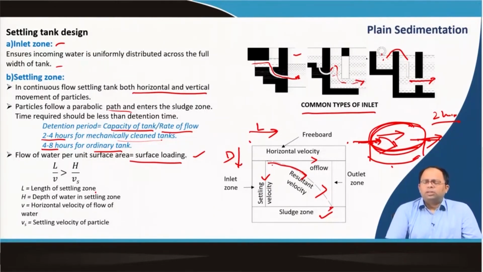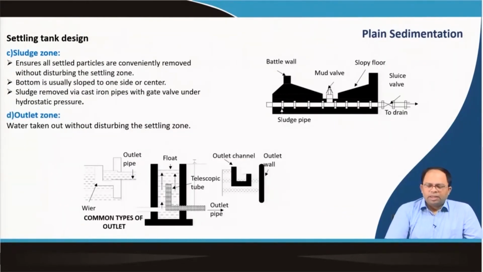There are also formulas to determine settling velocity and all, so I am not going into that much detail. Let us look at the settling tank design. We have the sludge zone below the settling zone, as I was telling you, and this ensures that all settled particles are conveniently removed without disturbing the settling zone. So, we have to give adequate space for that, so that it does not disturb the settling process.